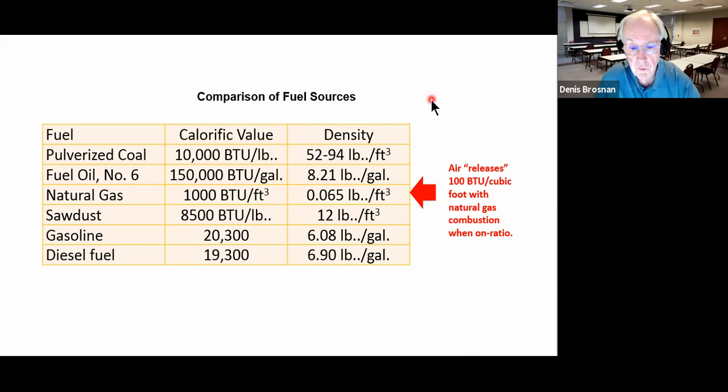With natural gas, I've always heard that air releases in combustion about 100 BTUs per cubic foot of air. Well, we use 10 parts of air per part of natural gas by volume. So 10 parts, or 10% of 1,000, is 100 BTUs released per cubic foot of air, where 1,000 BTUs per cubic foot of gas is released. That's just another way of looking at the combustion process.